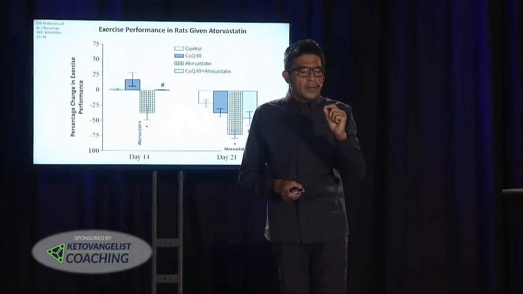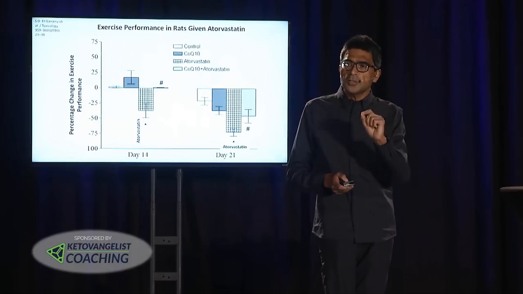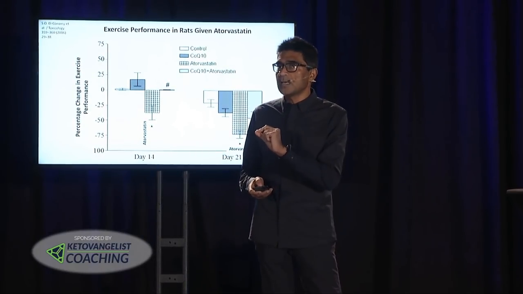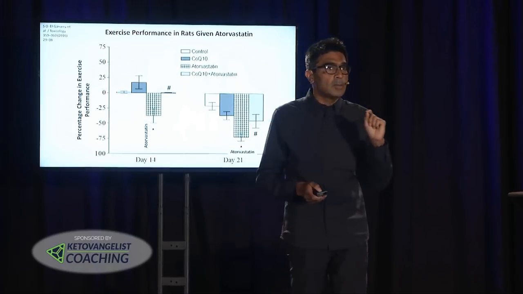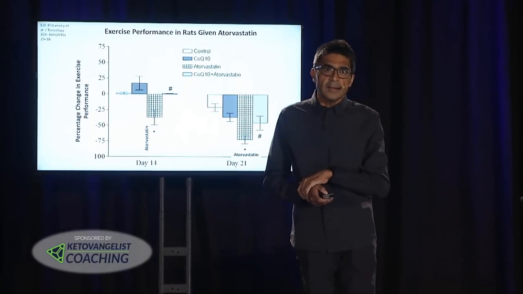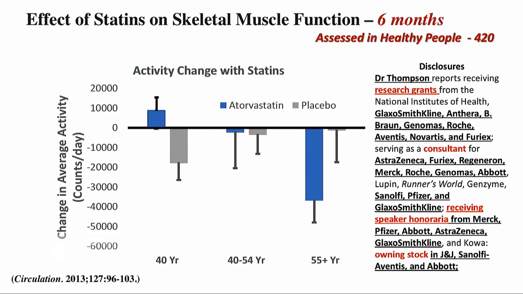So you can show in a rat model that giving these cholesterol-lowering drugs that humans use will reduce exercise performance and lead to muscle loss as well as reduction in their muscle mass. So now what about humans? Is there evidence in humans that this happens?